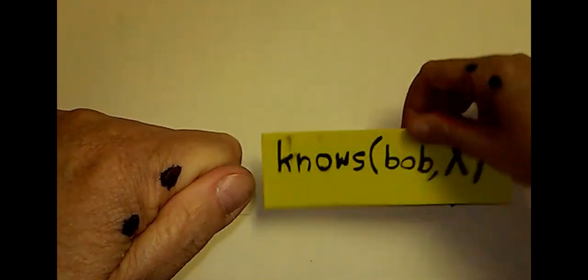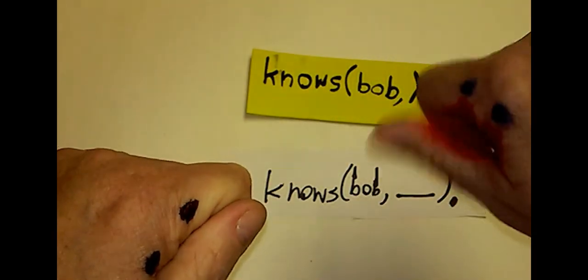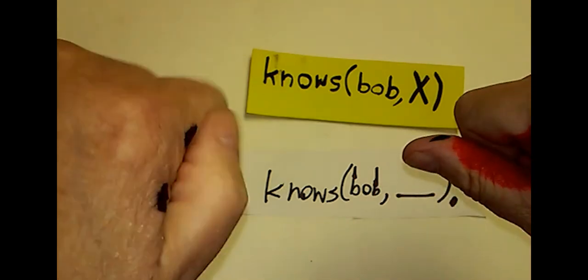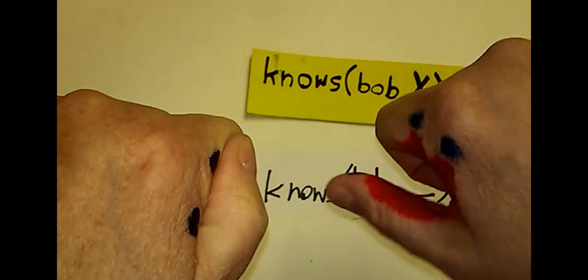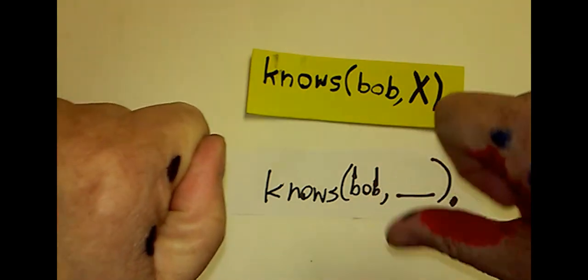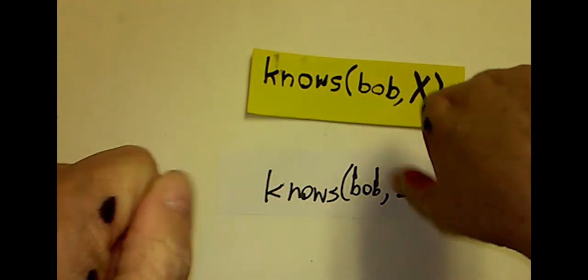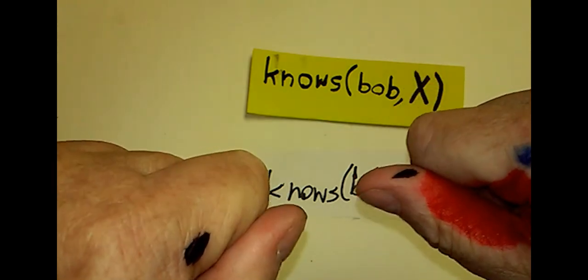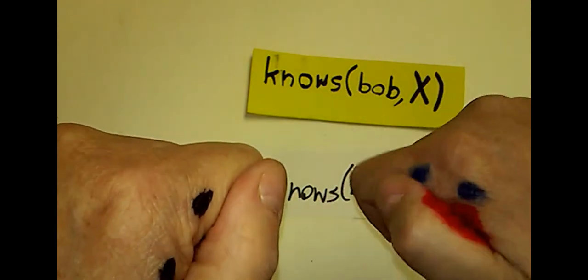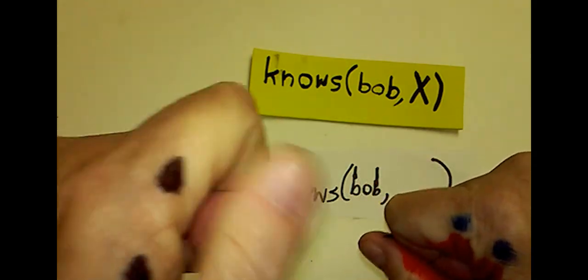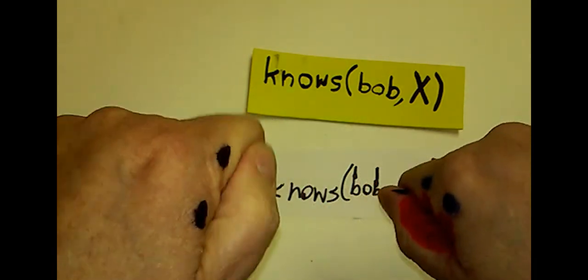No. Hey, Lefty. Hey, got something for me? Yeah, it's interesting. Bob knows everybody. See? X can be anybody. Oh, okay. Are there other solutions?